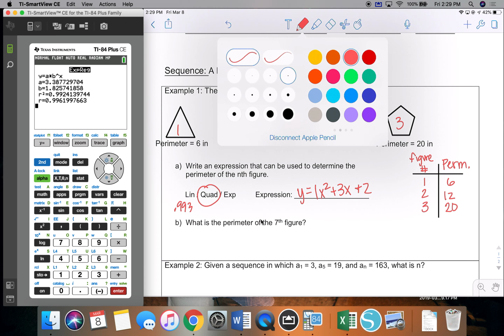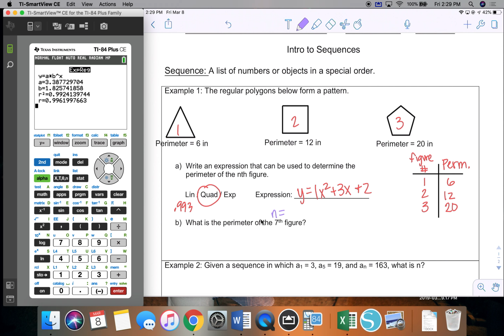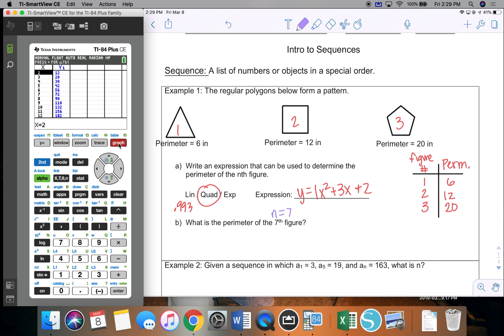Then to find the perimeter of the nth figure, we're going to let n or x equal 7. I can either plug this into y equals, or I can just type it in. I can plug this in: x squared plus 3x plus 2. Go to my table, and when n is 7, the perimeter is 72 inches.